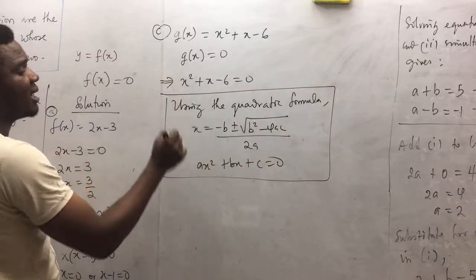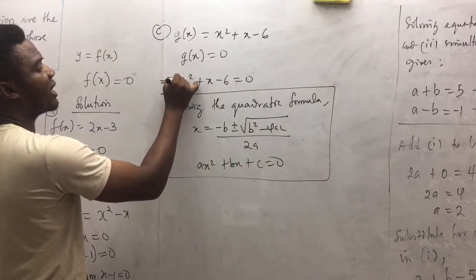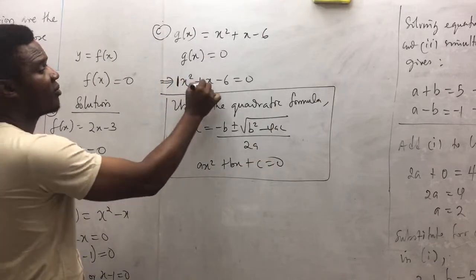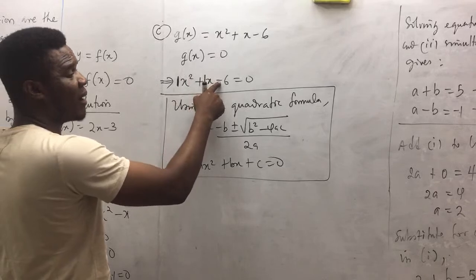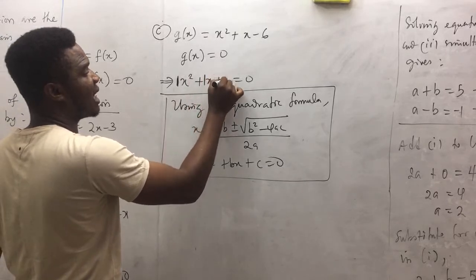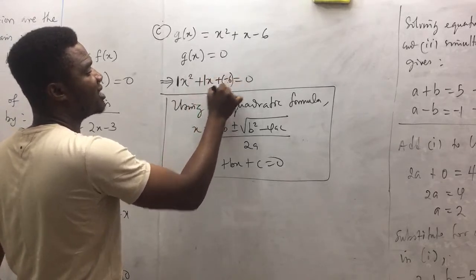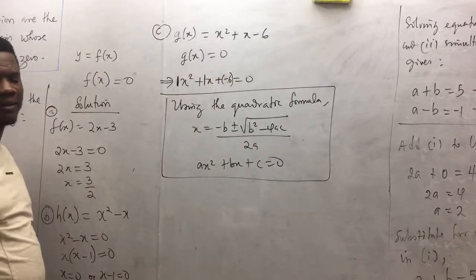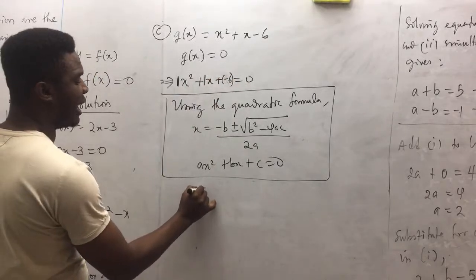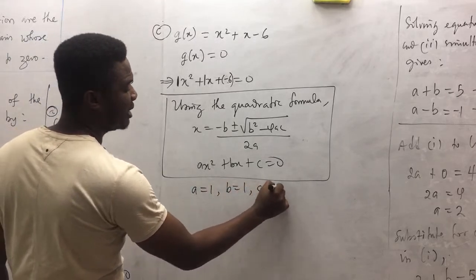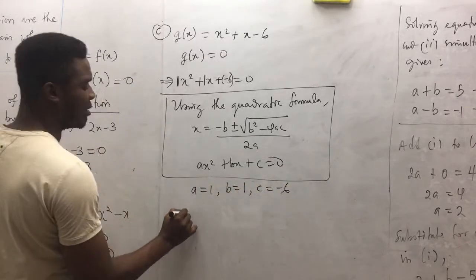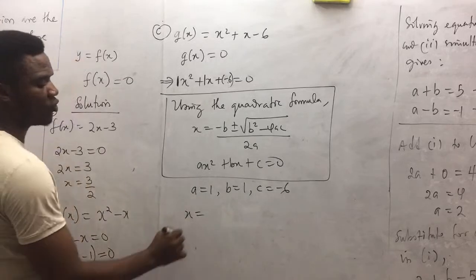So what I'm going to do is use this idea of the quadratic formula to solve this. Clearly, you will see that the coefficient of x squared is 1, the coefficient of x is 1, and my constant term is minus 6, since I can write this as plus minus 6. Now, it means that my a is 1, my b is 1, and my c is minus 6.